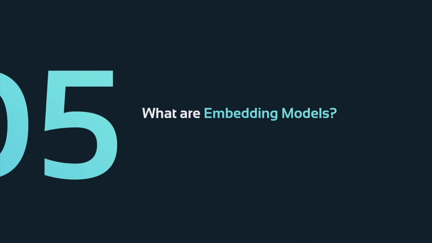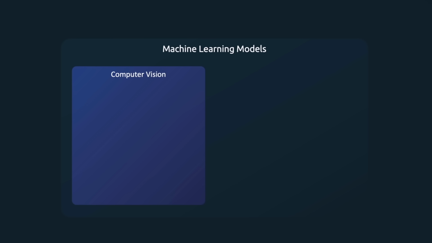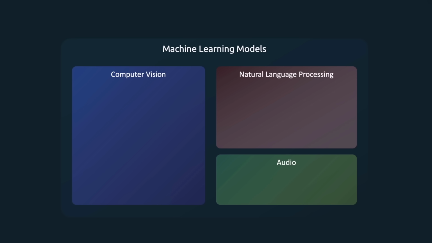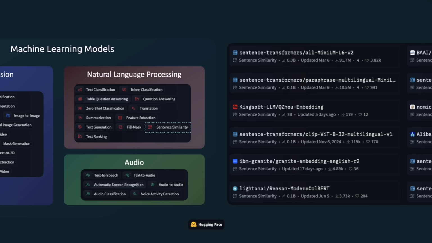Let's now understand embedding models. If you look at machine learning models, they can be categorized at a high level based on use case, such as computer vision, NLP or natural language processing, audio, among many others. And within each category, you have a number of models available. This is as shown on Hugging Face, which is a popular platform where you can discover models, datasets, and applications. Our interest here is the sentence similarity within natural language processing. And within sentence similarity, one of the popular models is Sentence Transformers' all-MiniLM-L6-v2.